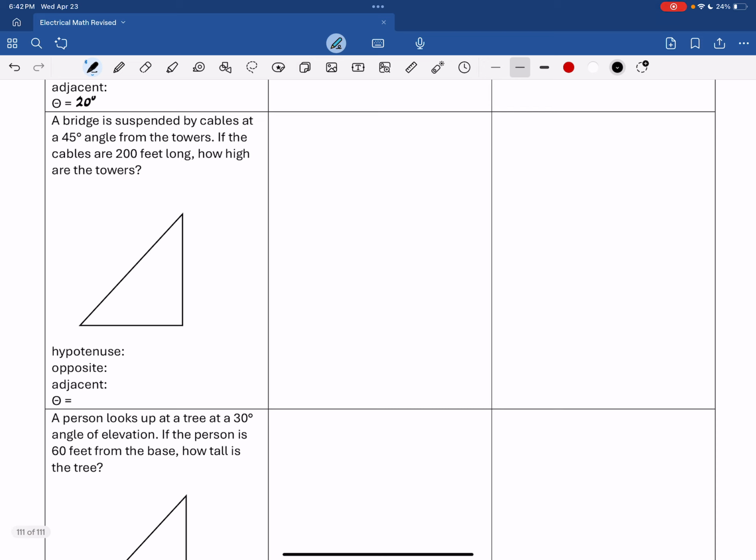A bridge is suspended by cables at a 45-degree angle from the towers. If the cables are 200 feet long, how high are the towers?